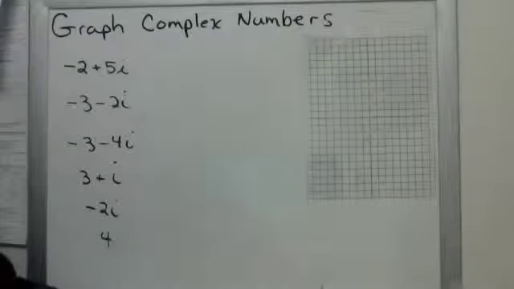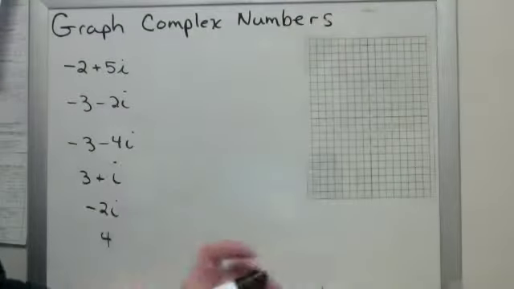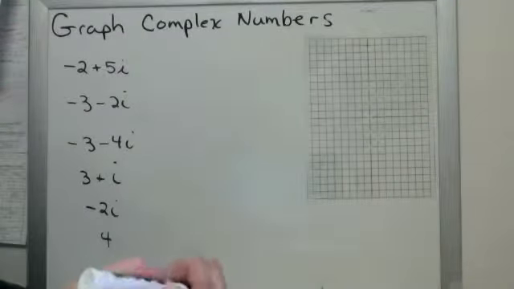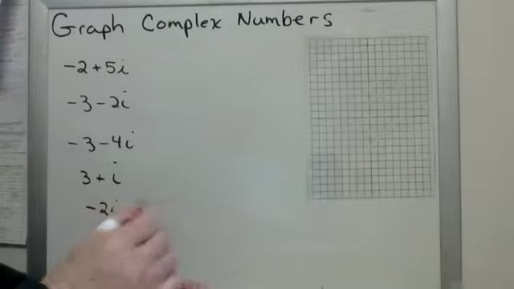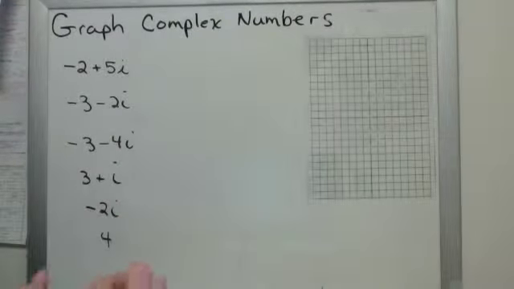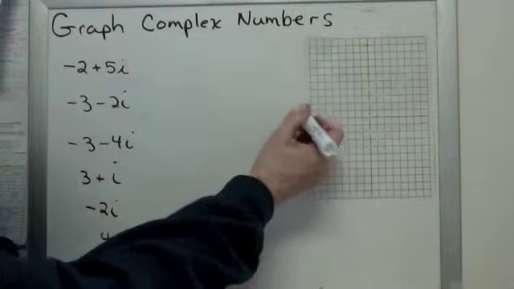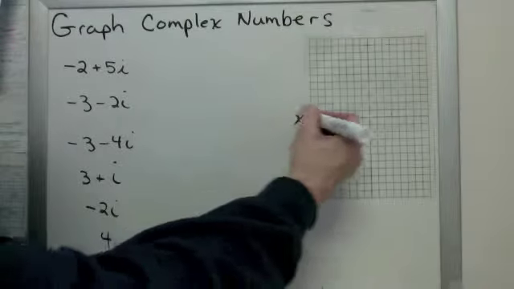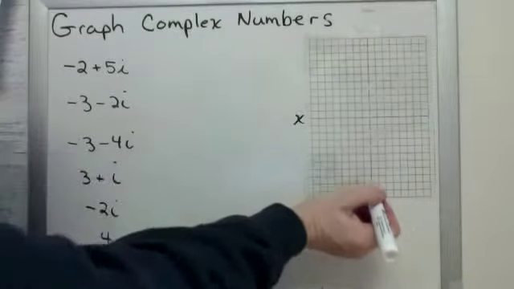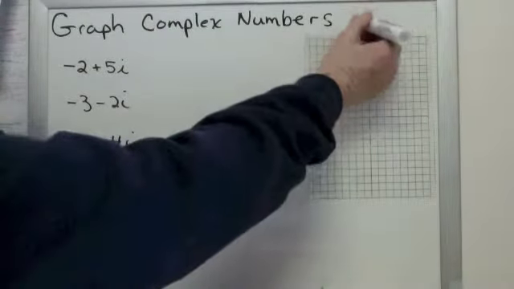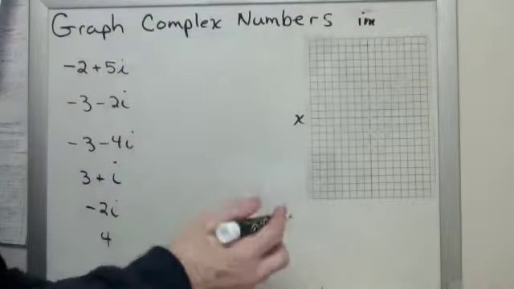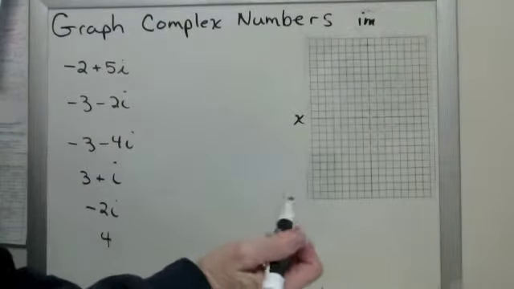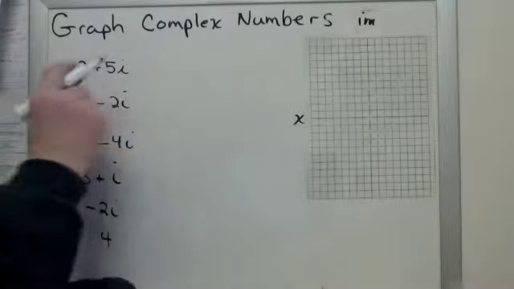Okay, a couple examples of graphing complex numbers. Basically, you graph them on a grid that looks very much like the Cartesian coordinate plane, but we call this the complex plane. The reason being, the x-axis is still considered the x-axis, but instead of the y-axis, we call this the imaginary axis.